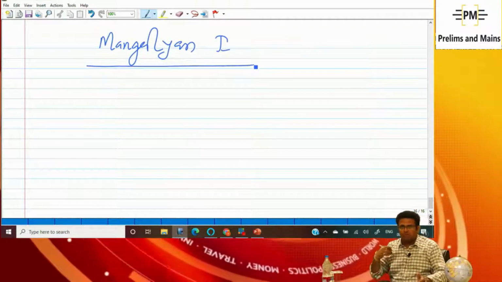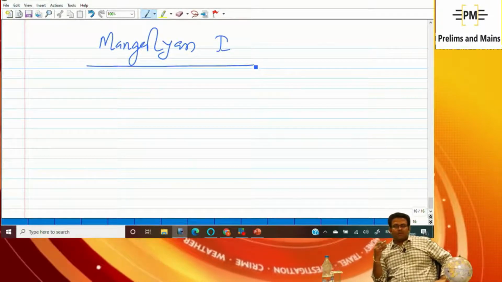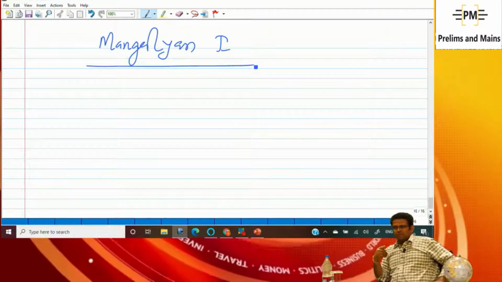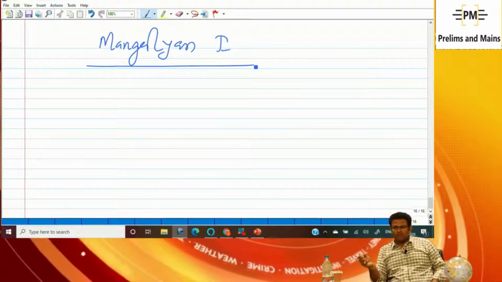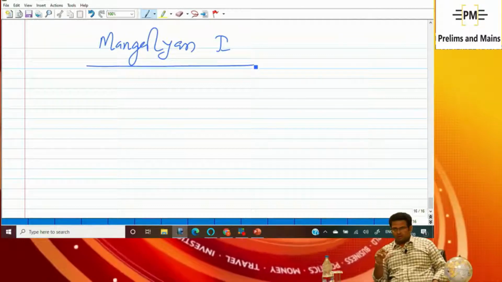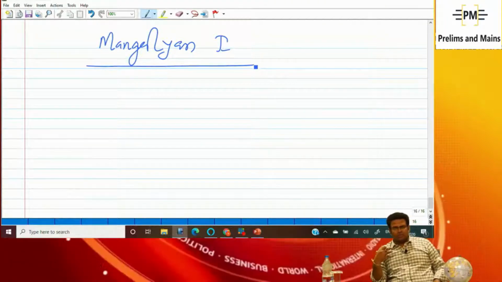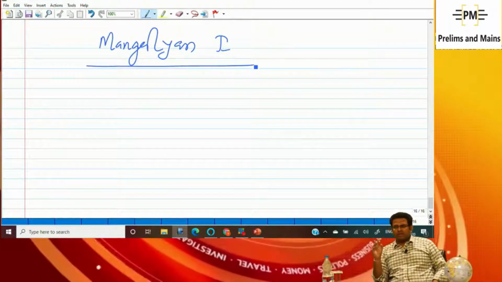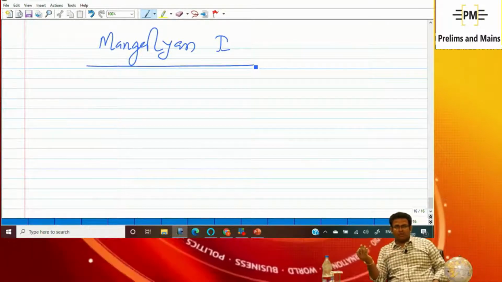Before coming to Mangalyaan 1, simply Chandrayaan 1 was launched in 2008 with the help of PSLV C11. The payload carried weighed around 1000 kg, and it successfully reached the orbit of the moon and started orbiting around it. It carried 11 payloads, 5 from India and 6 from foreign countries.